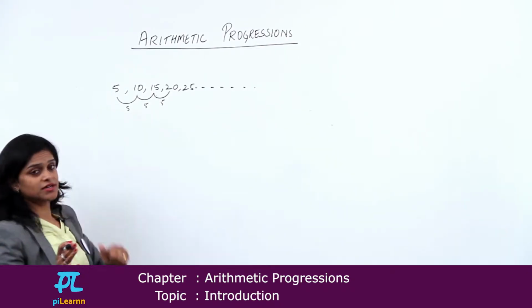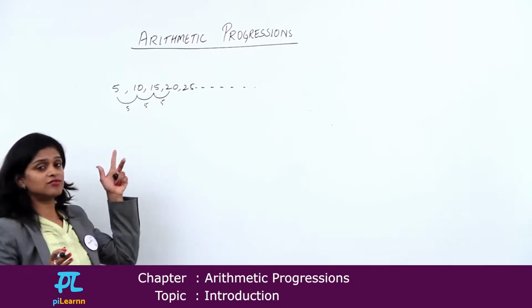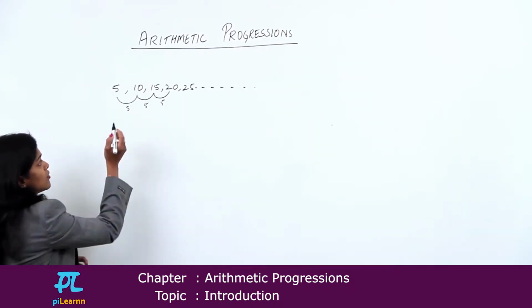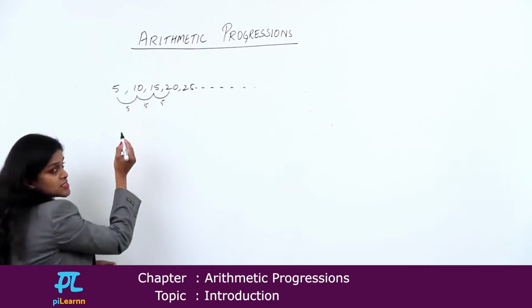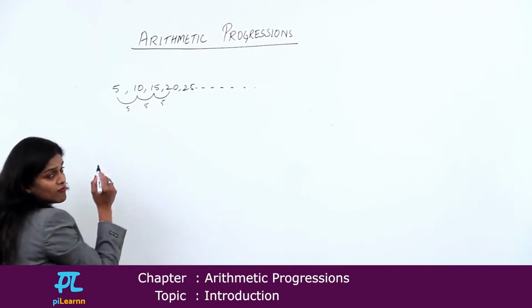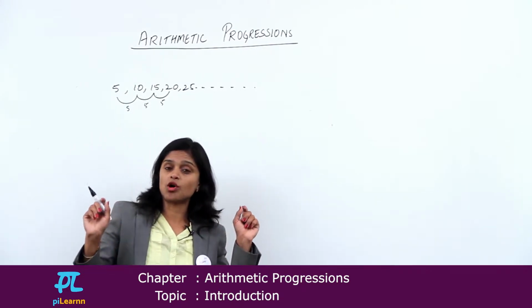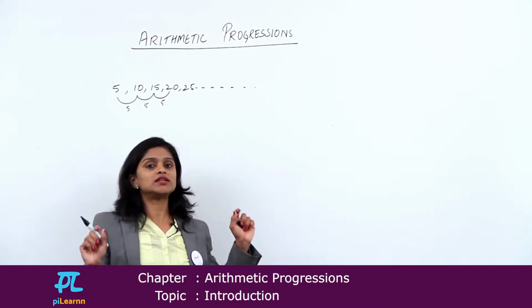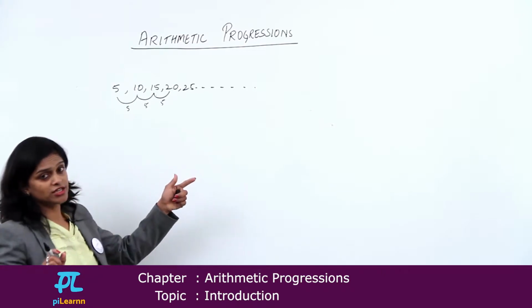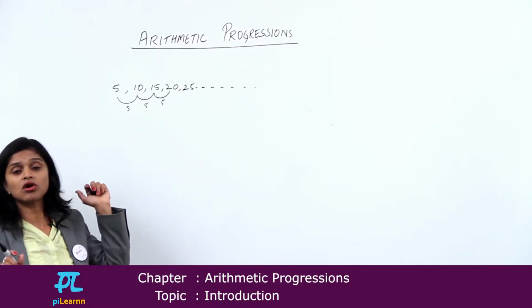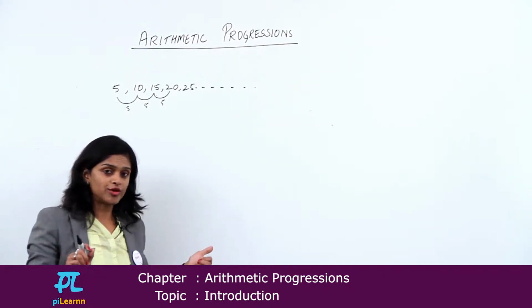So the first number is 5, the next is 10, 15 and so on. The difference between these two consecutive numbers is 5 and it goes on the same way. When these numbers have the same common difference, we call it an arithmetic progression. This series of numbers is called an arithmetic progression.